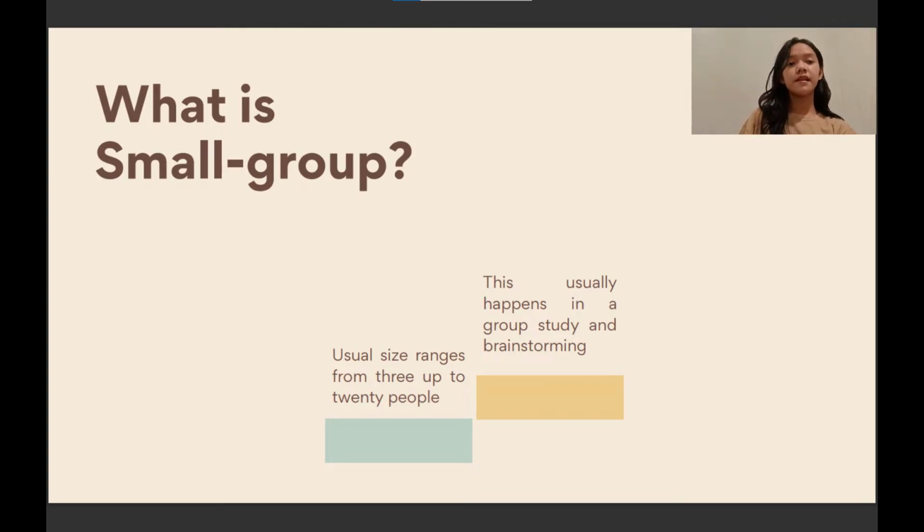So the usual size of small group communication ranges from 3 up to 20 people. So in small group communication, there are 3 or more people who are engaged in this kind of communication, and it usually happens in group studies, business meetings, and brainstormings, wherein they share a common purpose or goal and ideas. They also share identity and interdependence. So when we say interdependence, it means the action of one member affects the other member.